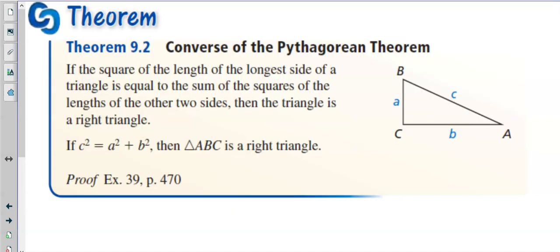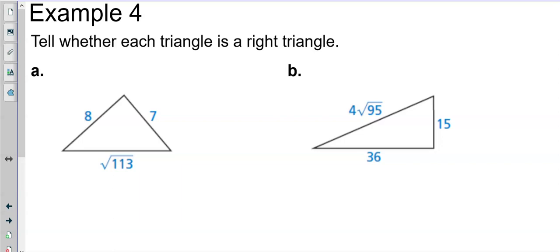Now the converse, again, is just going the opposite direction. It's saying if a squared plus b squared equals c squared, then we know this is a right angle. So this is kind of going backwards. C is always opposite that angle. So we're trying to see if C is the right angle. So we test it. Also, it's always the longest side.